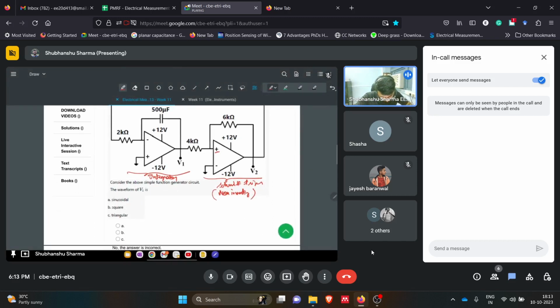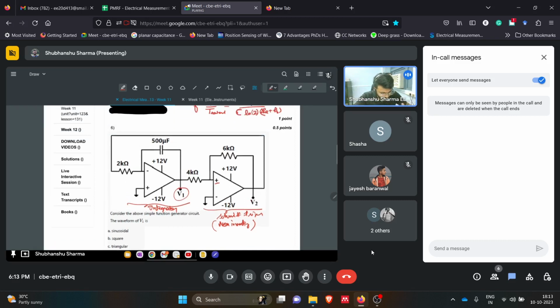So the question is the waveform of V1. V1 we have here, as you know, is an integrator, so it will be integrating. But in this case, what it will be integrating is this voltage which is being fed back from the output, and the output is this V2.